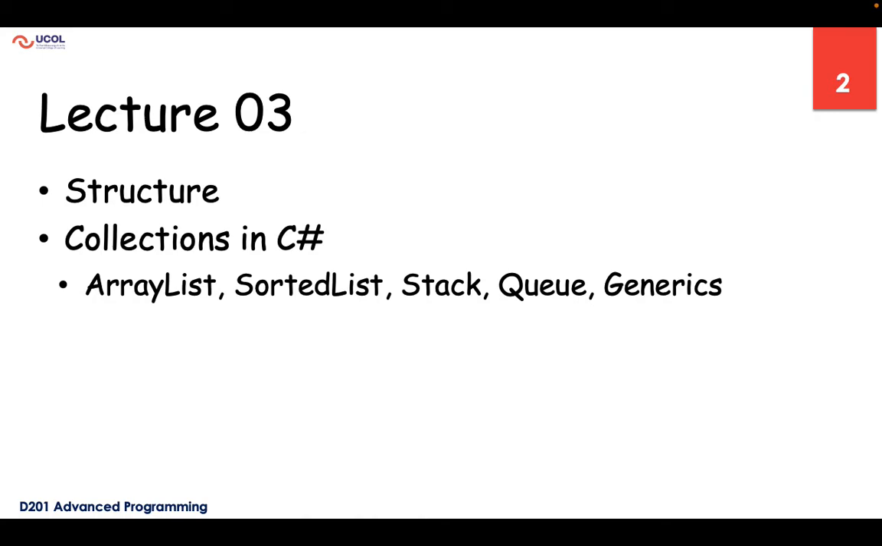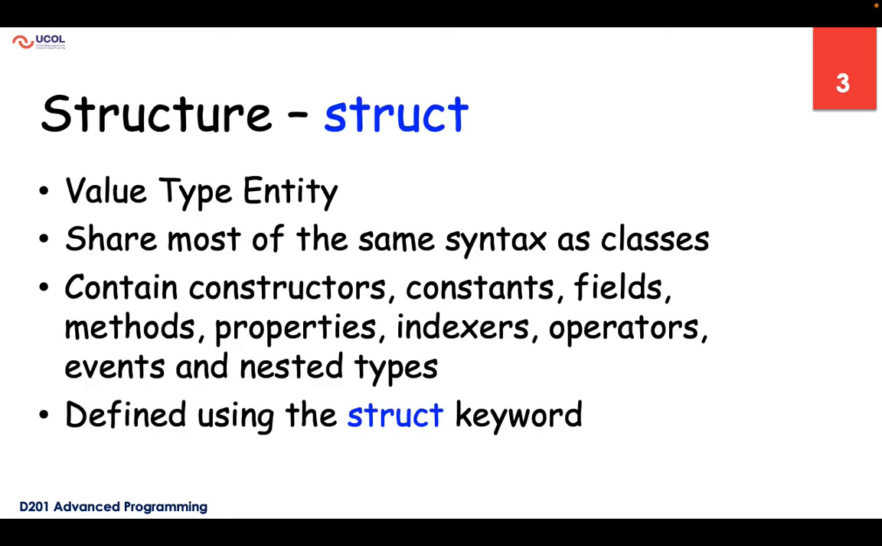So today we'll be covering structures and collections in C sharp. The first thing is structure. It's a value type entity. Remember that we talked about how we can pass a variable or some data between different methods by reference and by value. A structure is passed between different methods as a value, not by reference. So that is one difference between the struct and the class.